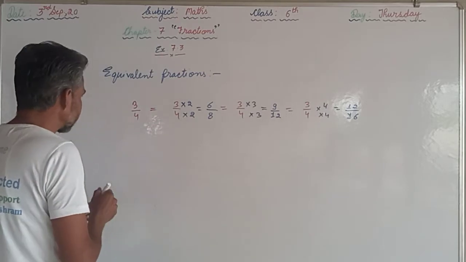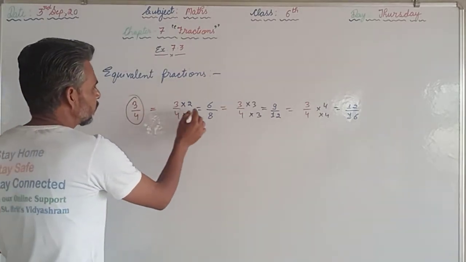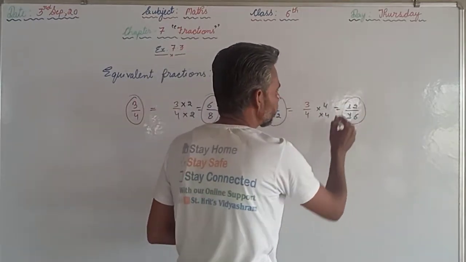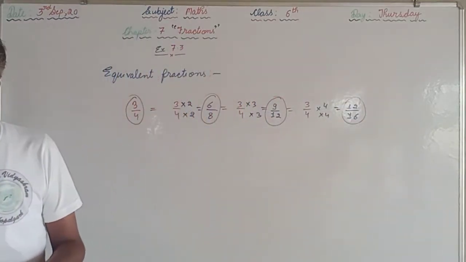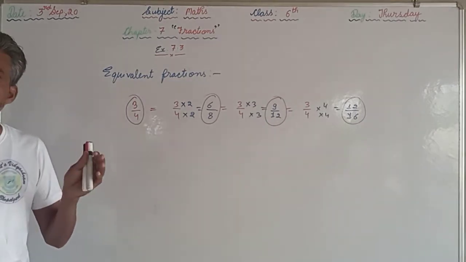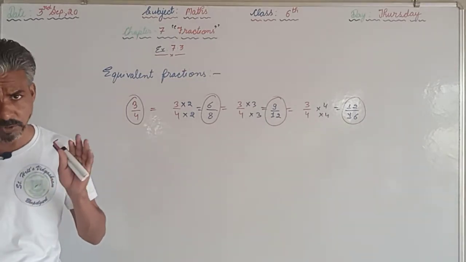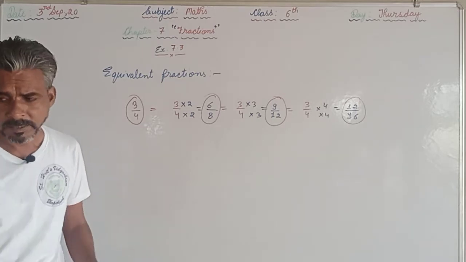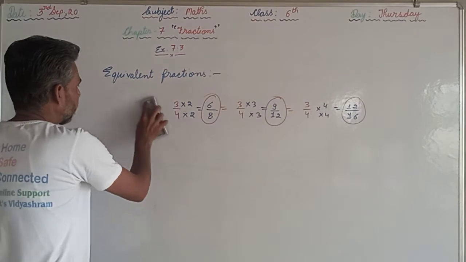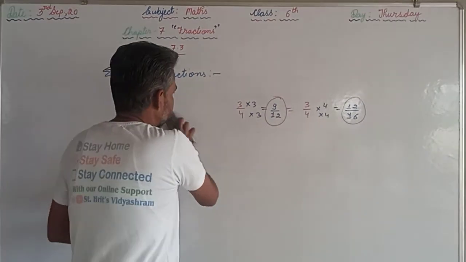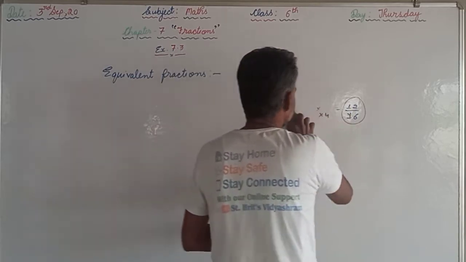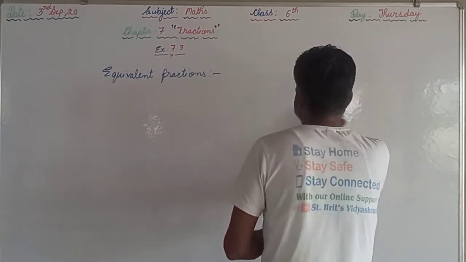So 3/4, 6/8, 9/12 and 12/16. These all are equivalent fractions. We can find the equivalent fractions by multiplying the numerator as well as denominator by the same number. So now we will proceed to question number 1 of this exercise.